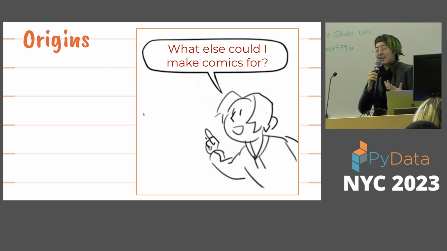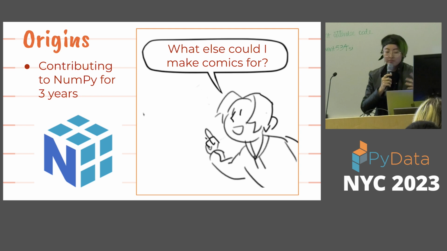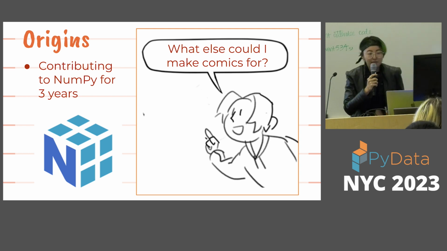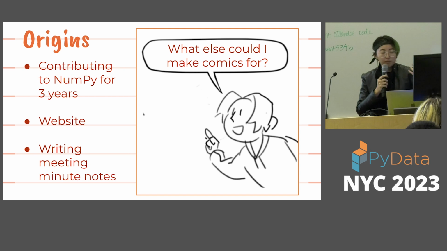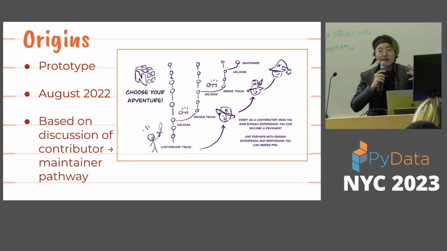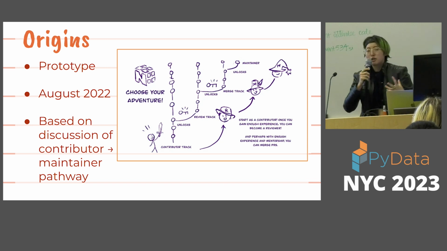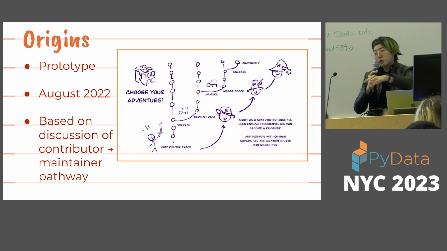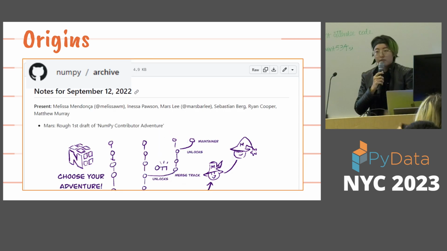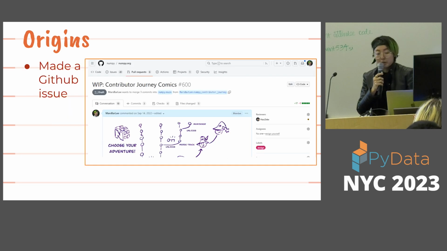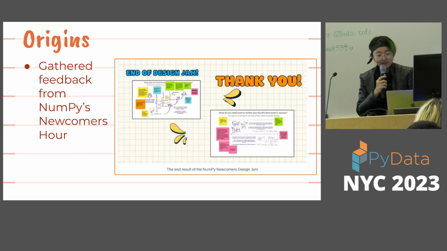And so I started thinking, okay, what else could I make comics for? Well, I've already been contributing to NumPy for 3 years. I've been helping out with the website and writing meeting notes. And I started to develop an idea or a prototype of a comic in my head. And this is based off some conversations last year about contribution and maintainer pathways. And these were conversations that were mostly happening in the meeting minutes, and they're kind of big picture. And so I made a picture, and I made a GitHub issue to talk about it.